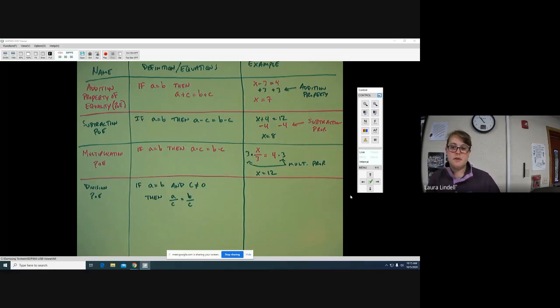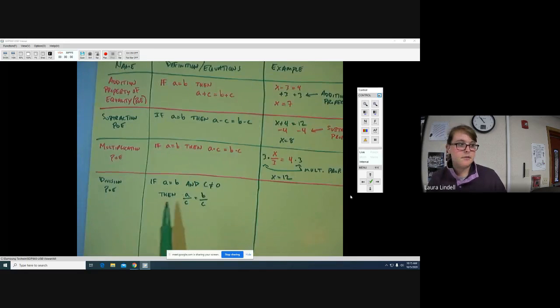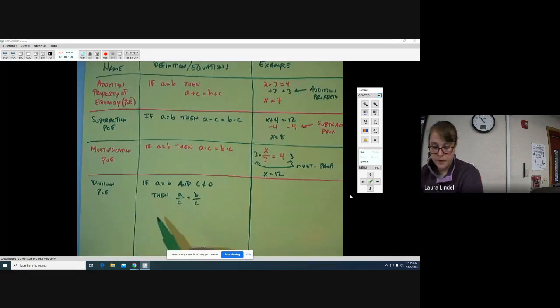Yeah, you can't divide by 0. Thanks, Nolan. Right. So that's the only reason that C can't be 0 here. That's why we have to add that little extra bit about C not being 0.